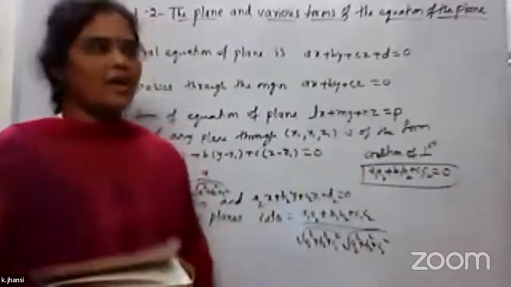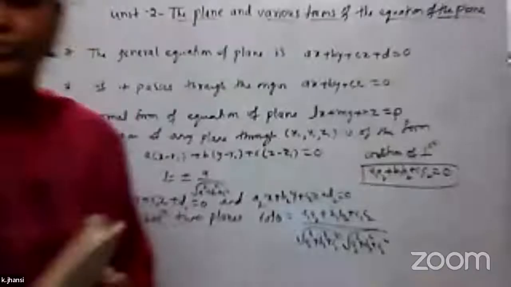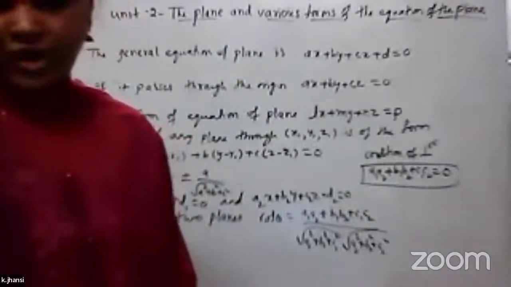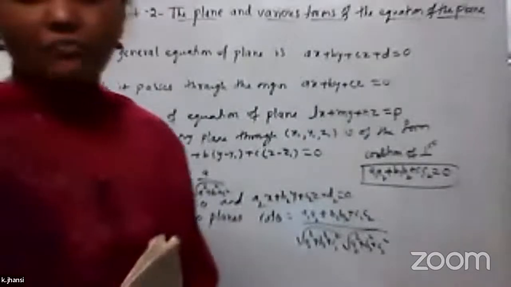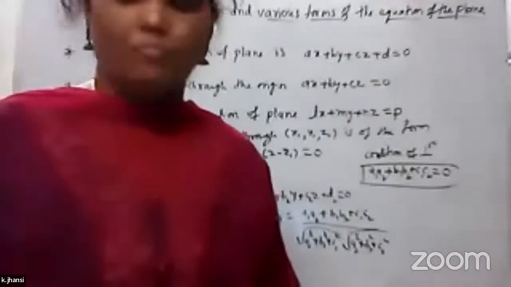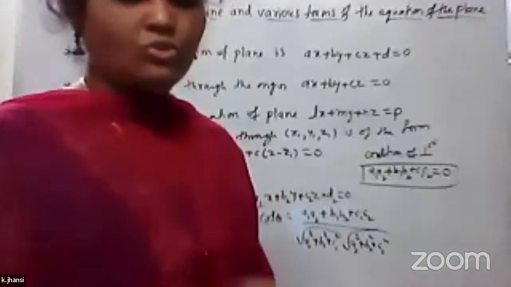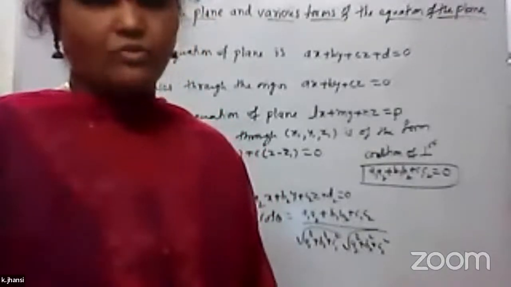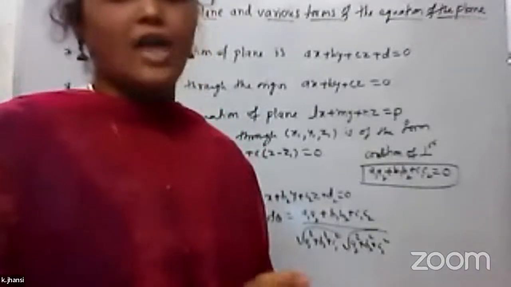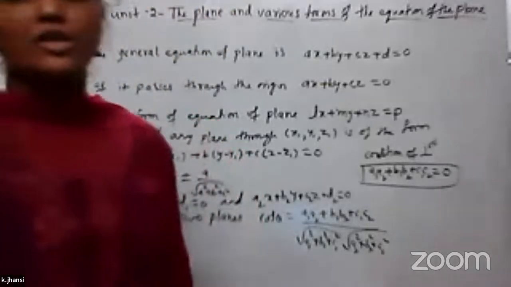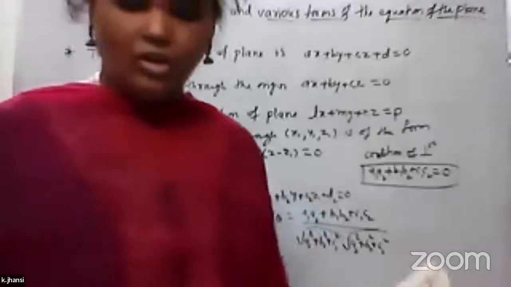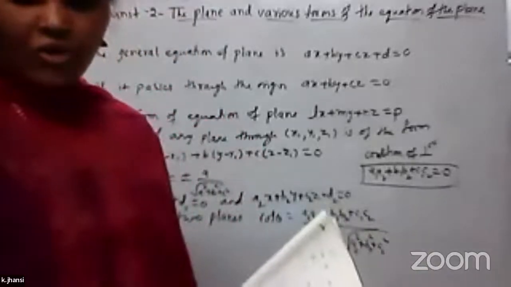And the condition of parallelism is a1 by a2 equals b1 by b2 equals c1 by c2. Okay, on the next page, page number 48, you have the condition of perpendicularity and the condition of parallelism. These two are objective questions. So they may ask, for the angle between two planes, what is the condition of perpendicularity and what is the condition of parallelism. Okay, so you have an example on that.